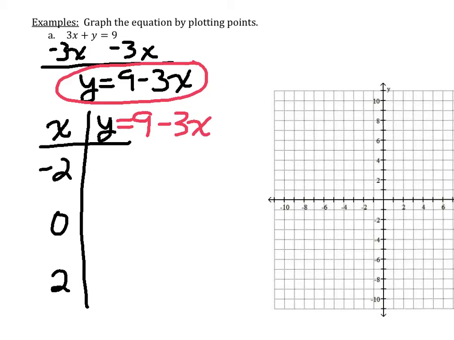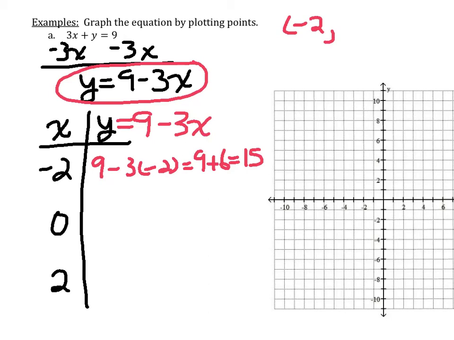So that's what I'm going to do. I'm going to first plug in negative 2 for x. I'm going to have 9 minus 3 times negative 2. Okay? Well, that's going to be a 9 plus 6, which equals 15. Okay? So I get the point. One of my points is negative 2, 15.